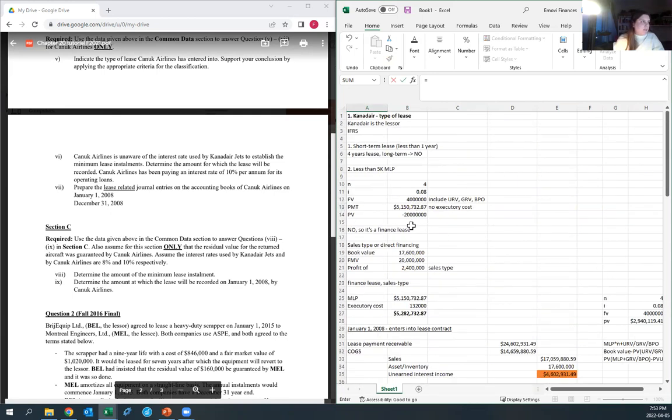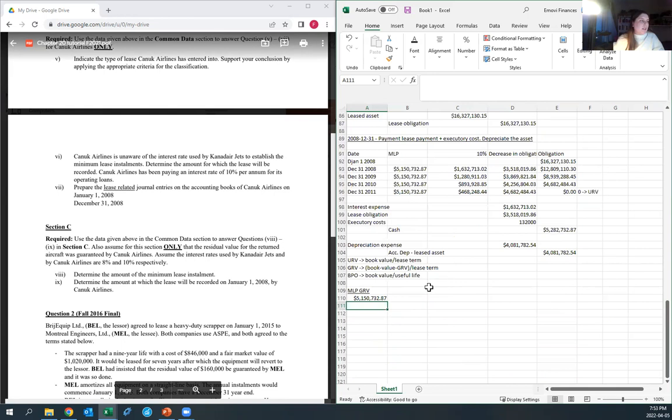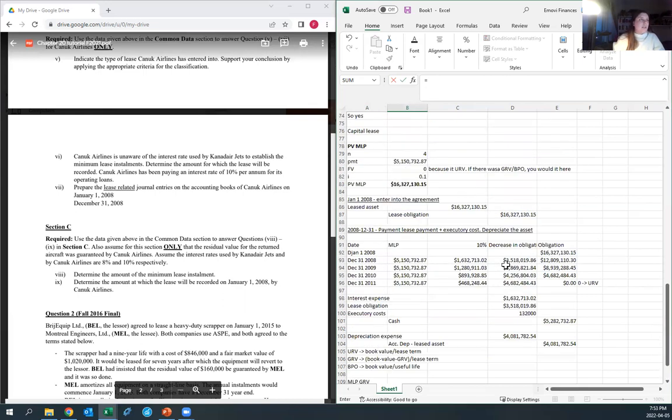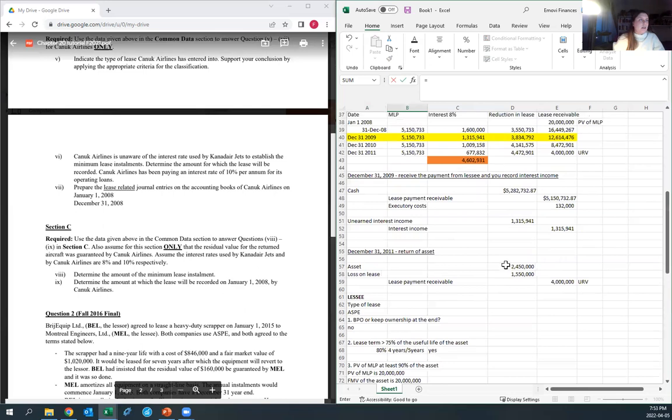Should have done my formula earlier. Then the amount at which the lease will be recorded on January 1st, well, it's going to be the present value of the MLP that we found earlier, which was the 16,327,000, plus the present value of your guaranteed residual value. So here, the 4 million is guaranteed, so we're going to find the present value of the 4 million, which we did earlier. It was a 2.7 million.